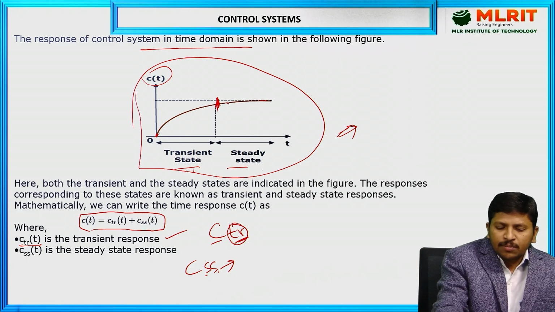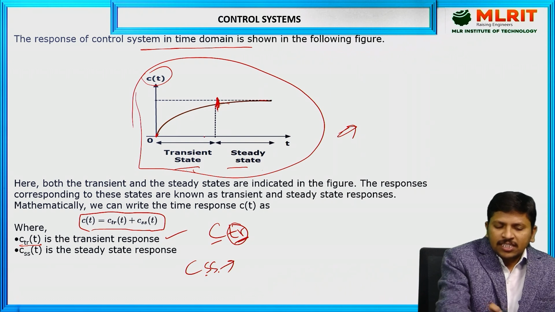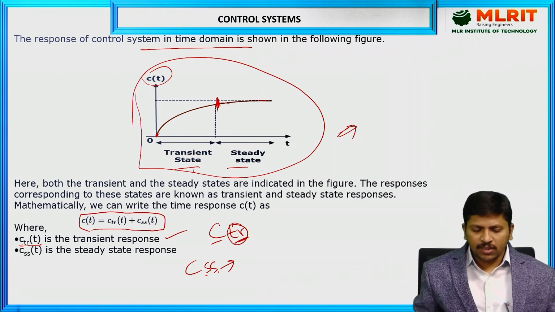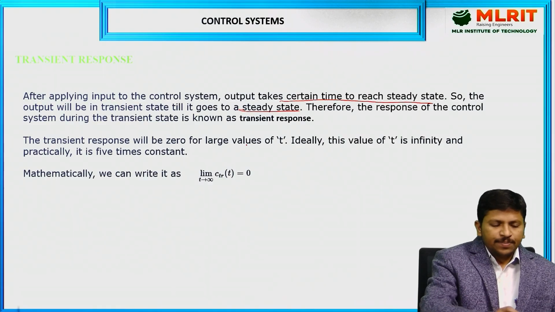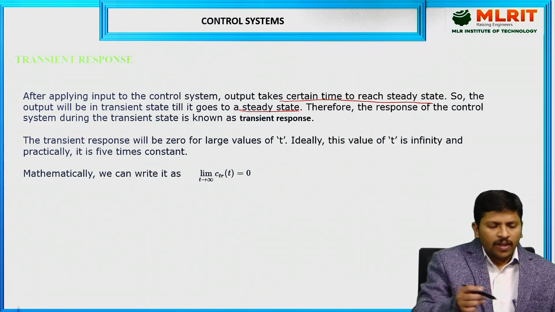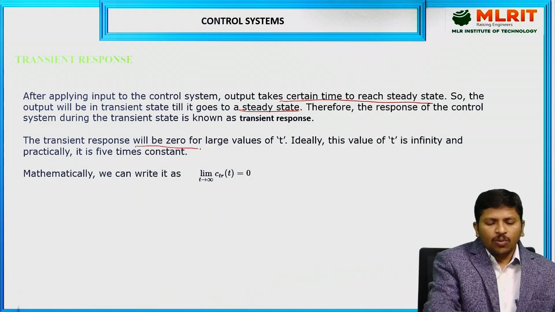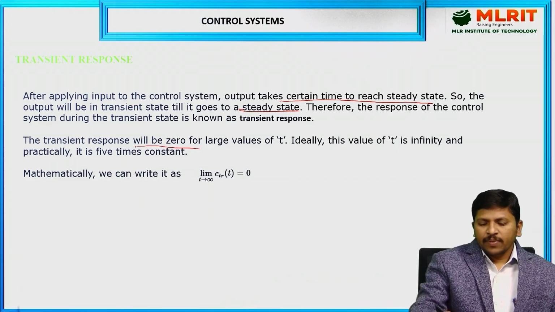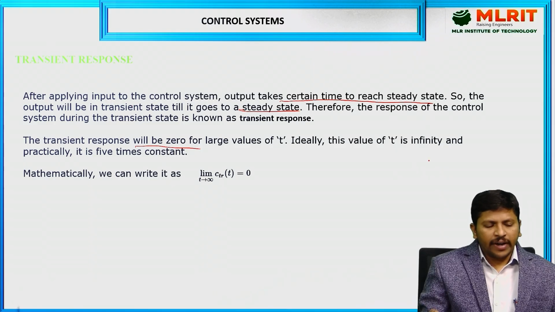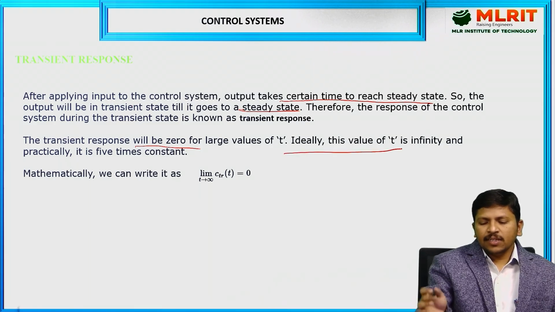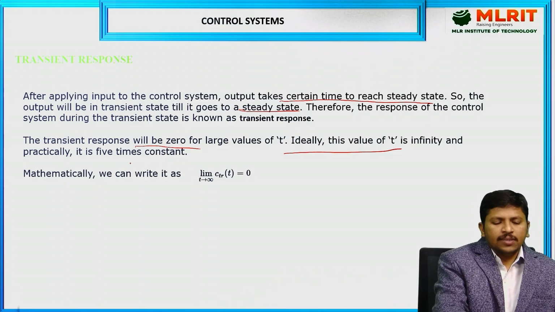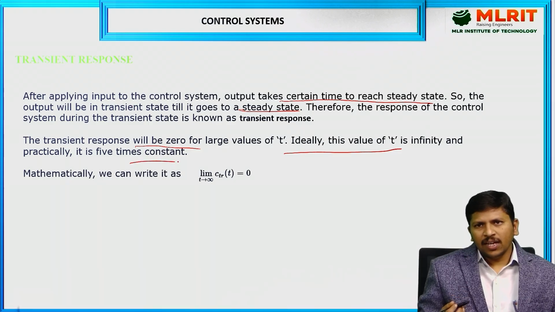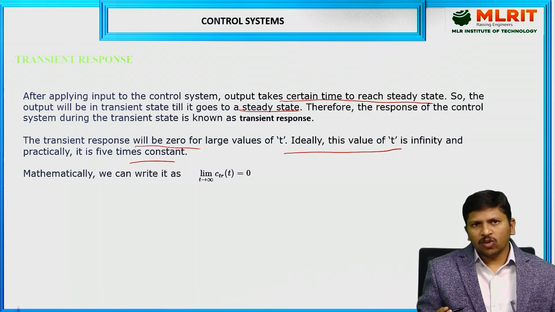It will take some time, that is known as the transient state. In this condition, the transient state, there is the transient response also. Here the transient response will be 0 for large values of t. For large t, ideally t is infinity, or else practically it is a constant value simply.